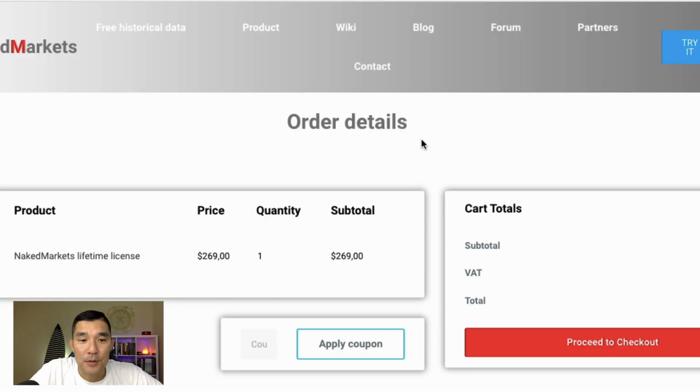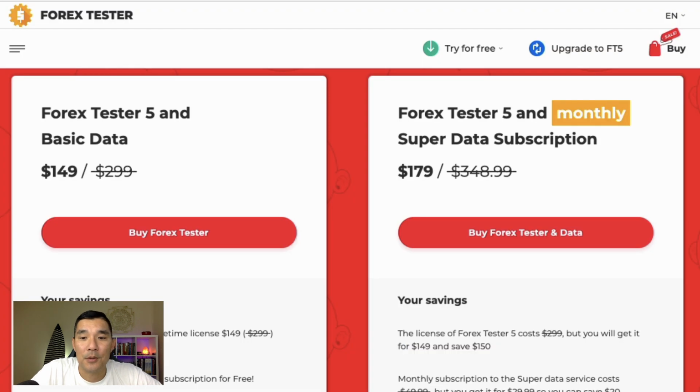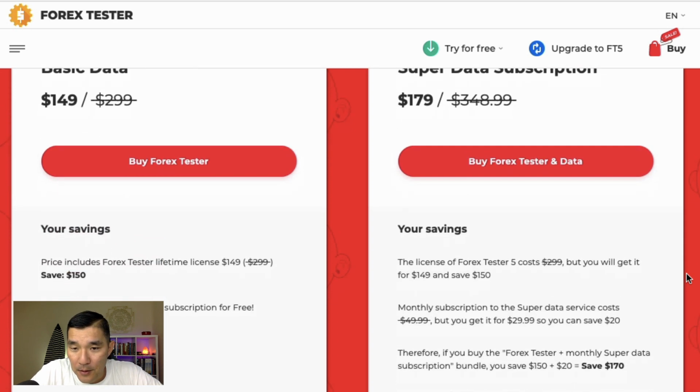If we hop over to NakedMarkets, and this is a lifetime license, that's going to be $269. So a little bit more. However, you have to take into account the data. So with the data plan on Forex Tester, I think you're going to be paying about $30.